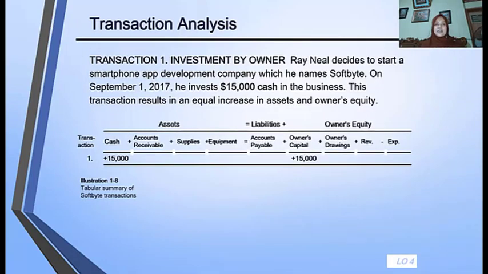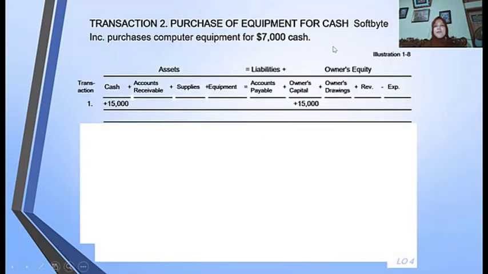For transaction analysis, we take some examples. I take the example from the book. Transaction 1, investment by owner. Rainiel decides to start a smartphone app development company which he names SoftBite. On the 1st of September 2017, he invests $50,000 cash in the business. This transaction results in an equal increase in assets and owner's equity. This is assets because he invests $50,000 cash, so our cash rises by $50,000. And on the right side, owner's capital also rises by $50,000.